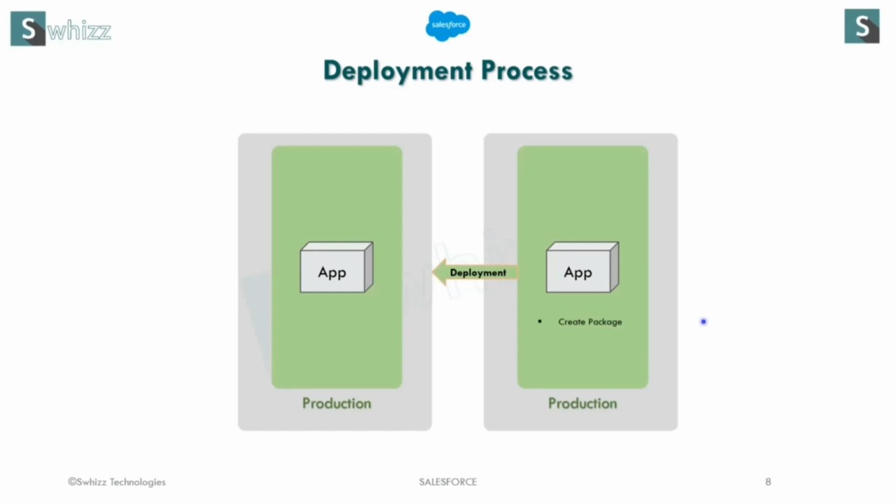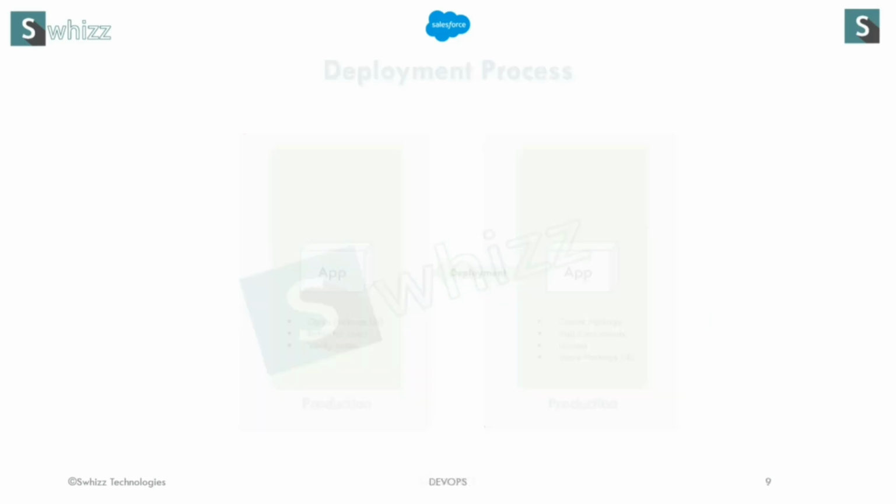So what did we do? We created the package in the source org. We added the components, we uploaded them, and we shared the package URL. In the destination org, we opened the package URL, installed it for all the users, and verified the install. So this is how we perform deployment using packages. I hope everybody got a better understanding of how to deploy using packages.